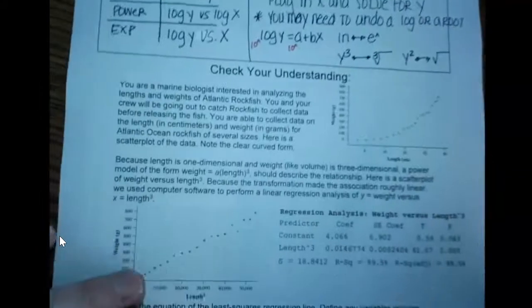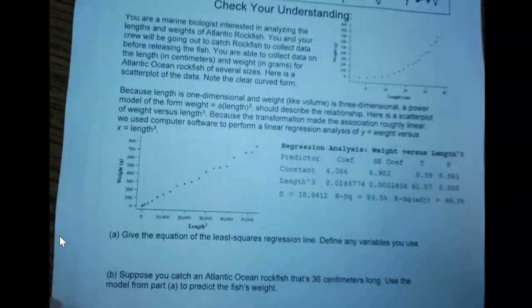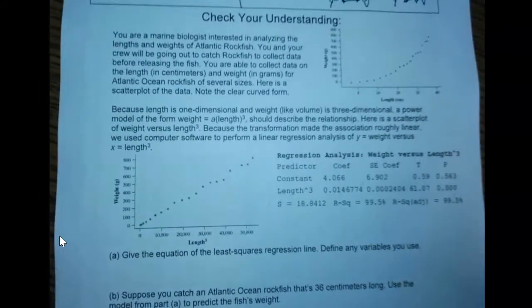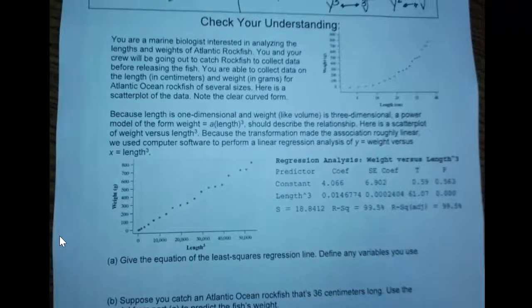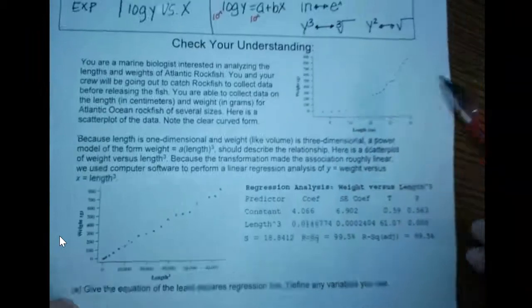So normally I would have you check your understanding on your own, but I think this one needs a little bit of extra help because it's a lot going on. So you are a marine biologist interested in analyzing the lengths and weights of Atlantic rockfish. You and your crew will be going out to catch rockfish to collect data. So you did all this, and here's your data you collected.